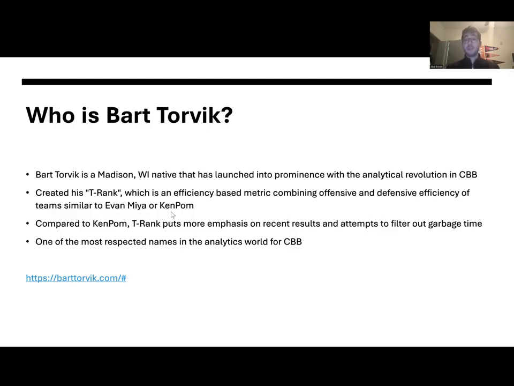And specifically compared to KenPom, the T rank puts more emphasis on recent results, and it also attempts to filter out garbage time, which I think is super important, especially in college basketball. We know most teams are playing short rotations. Syracuse for years was known to play five, like realistically six players in rotation. So when the game is 80 to 53 and you bring in some walk-ons or lower level players off the bench, it really shouldn't affect too much of the data. So I think this is a good idea.